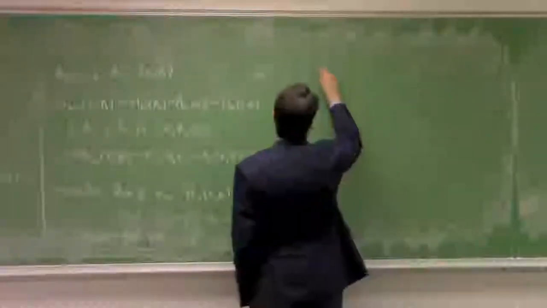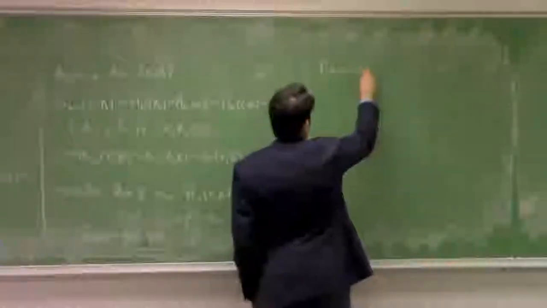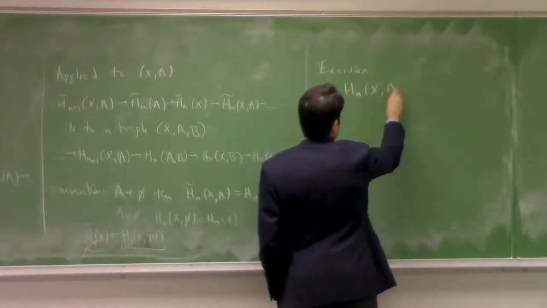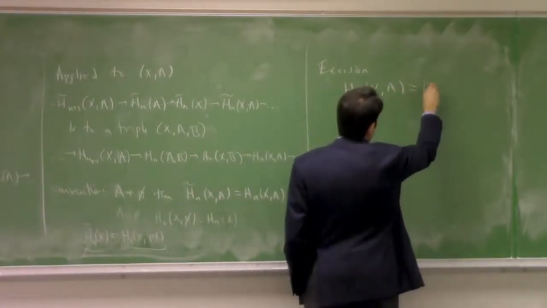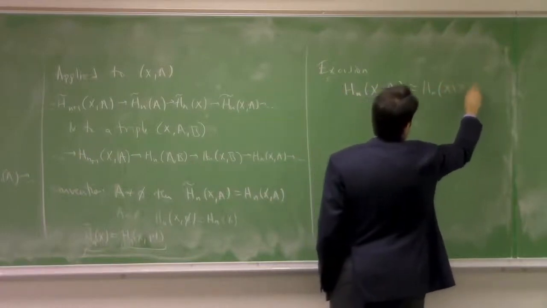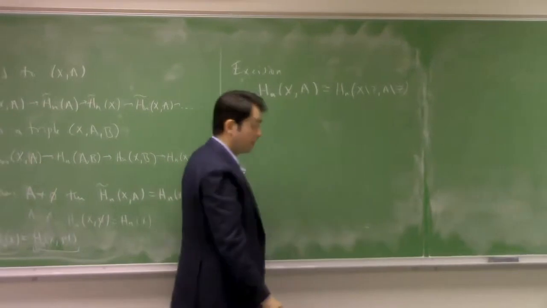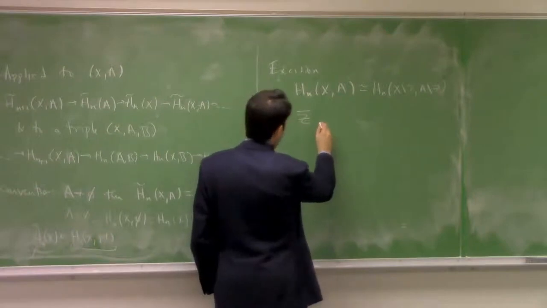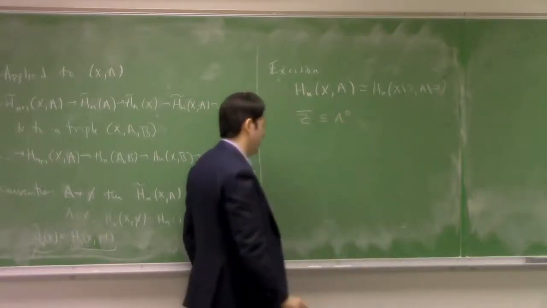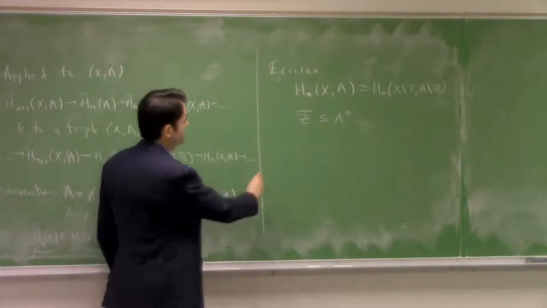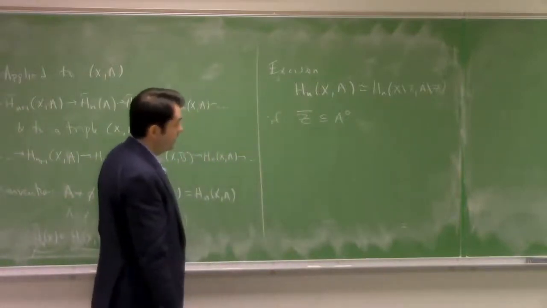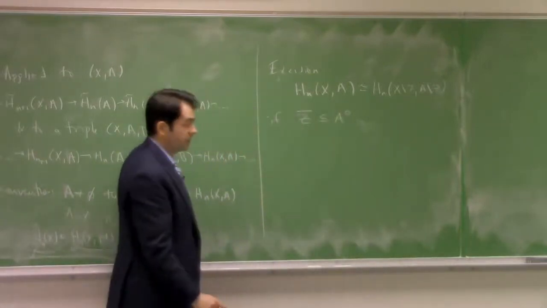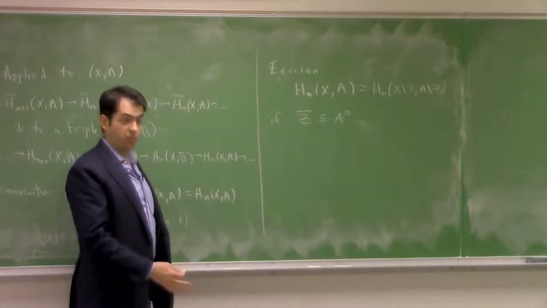And then we talked at the end about excision. So excision says that when you're looking at relative homology, you can excise a subset Z of A as long as the closure of Z sits inside the interior of A. So the proof, which we'll go over in a moment, takes a little bit of work, but the main idea of the proof is pretty simple.